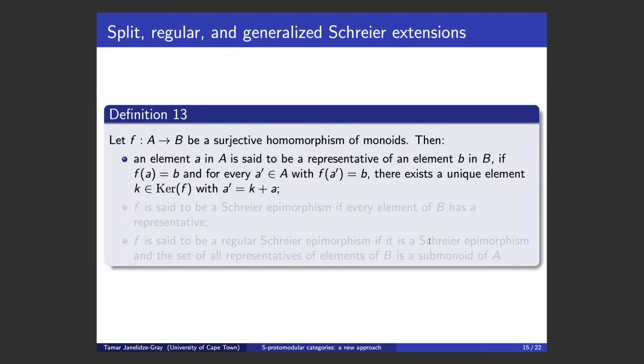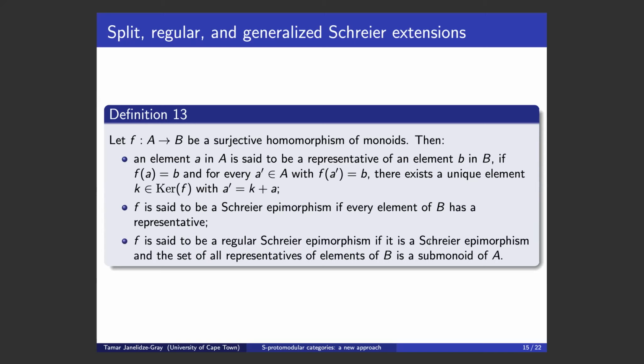And now having this, we can define a Schreier epimorphism as follows. A surjective homomorphism F between monoids A and B is said to be a Schreier epimorphism if every element in B has a representative. And now we move on to regular Schreier epimorphisms. F is said to be a regular Schreier epimorphism if it is a Schreier epimorphism, so every element in B has a representative, and the set of all representatives of elements of B is a submonoid of A.